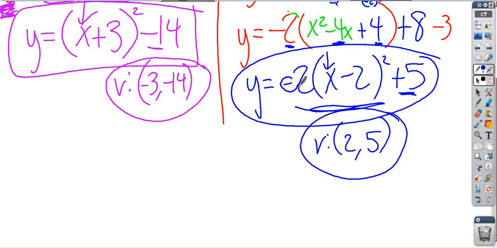It also tells us, because this is negative, that the parabola will open downwards. Okay, negative numbers in front make it open down. Positive ones, like the first example we did, would open up.